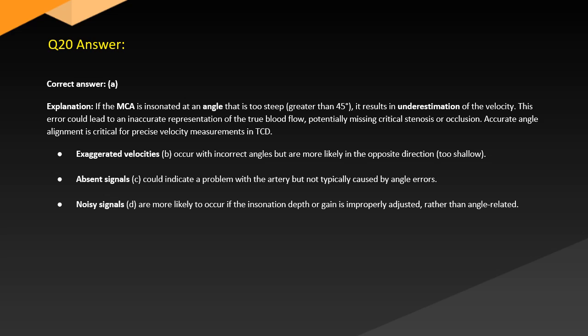Answer. Correct answer: A. Explanation. If the MCA is insonated at an angle that is too steep, greater than 45 degrees, it results in underestimation of the velocity. This error could lead to an inaccurate representation of the true blood flow, potentially missing critical stenosis or occlusion. Accurate angle alignment is critical for precise velocity measurements in TCD. Exaggerated velocities, B, occur with incorrect angles, but are more likely in the opposite direction, too shallow. Absent signals, C, could indicate a problem with the artery, but are not typically caused by angle errors. Noisy signals, D, are more likely to occur if the insonation depth or gain is improperly adjusted rather than angle related.